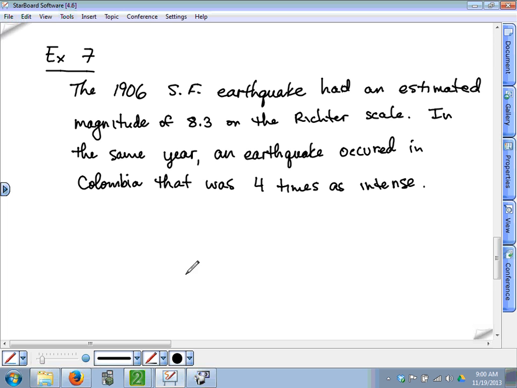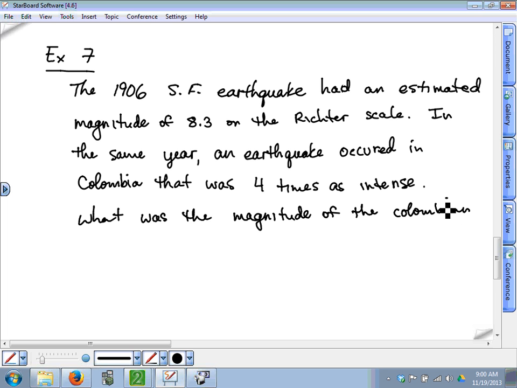So the Colombian one was 4 times as intense. What was the magnitude of the Colombian earthquake?